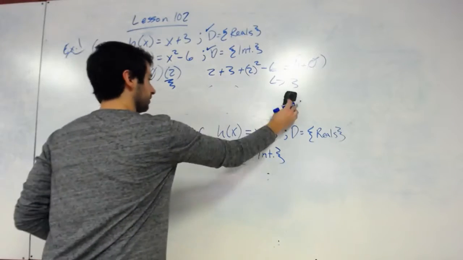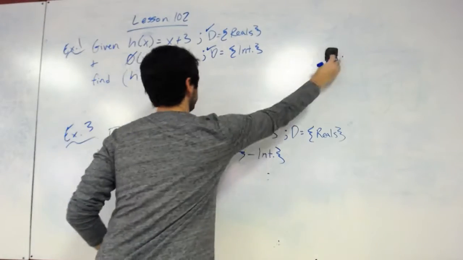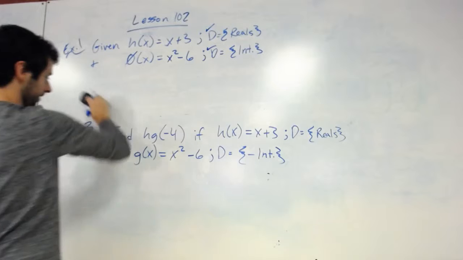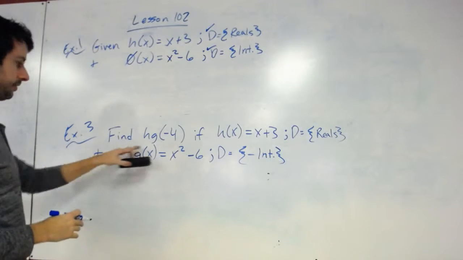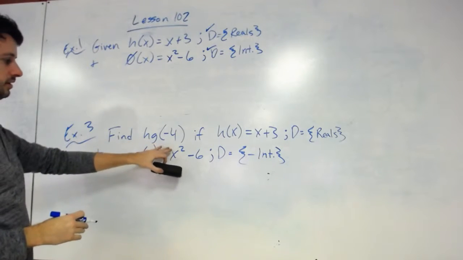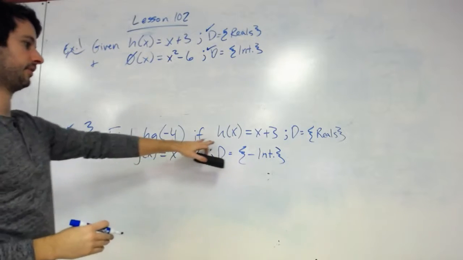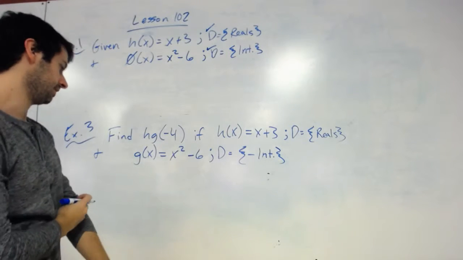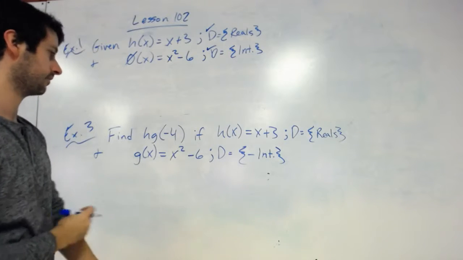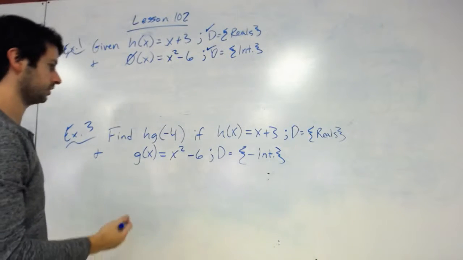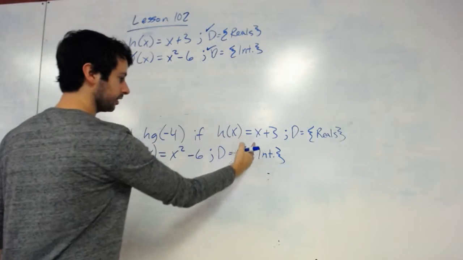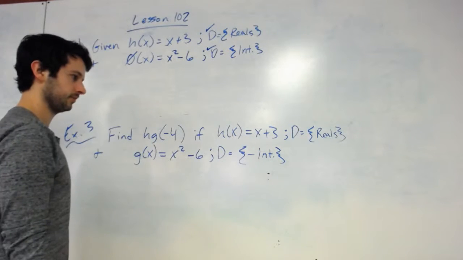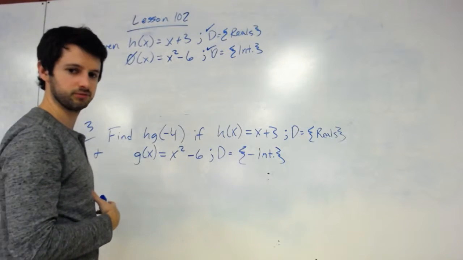Create a little space here. Now let's do the product of functions. Product just means multiply. So in example 3 it says find h times g of negative 4 if h of x is x plus 3 and g of x is x squared minus 6. Once again, you can do it two different ways. You can plug in negative 4 plus 3 to start. This is how I generally personally do it, because I think it's one less step.